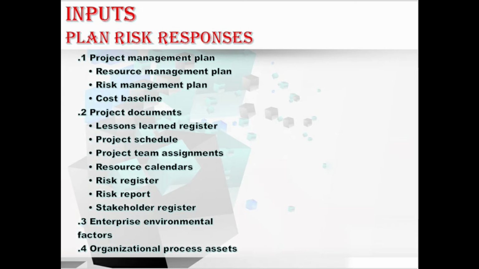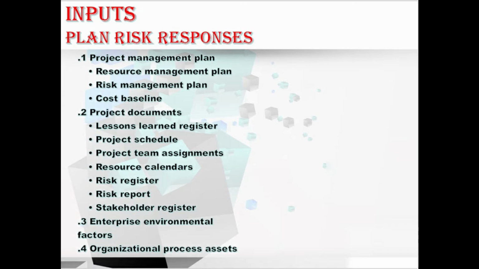Coming to the risk register. The risk register contains details of individual project risks that have been identified and prioritized and for which risk responses are required. Moving to the risk report. The risk report presents the current level of overall risk exposure of the project that will inform selection of the risk response strategy. And moving to the last, the stakeholder register. It identifies potential owners for the risk responses. Hope you understood all of this.